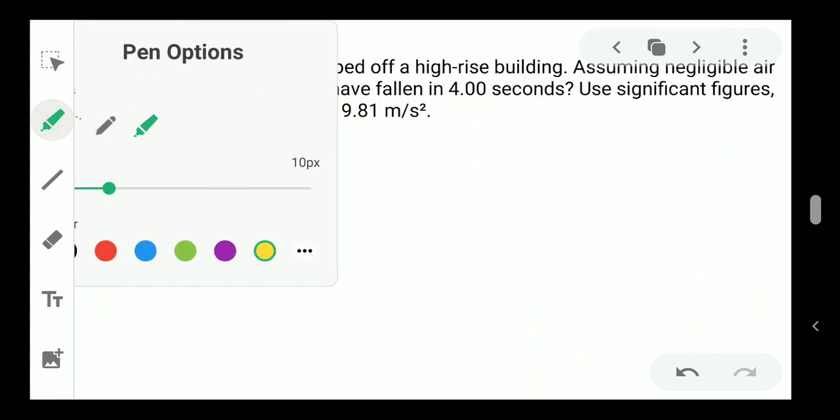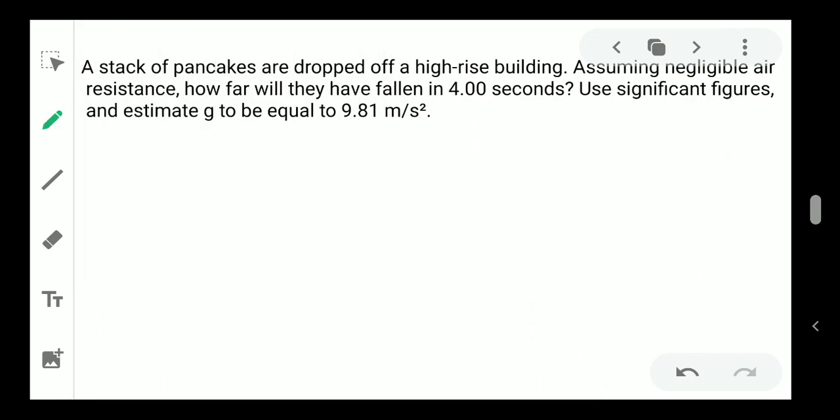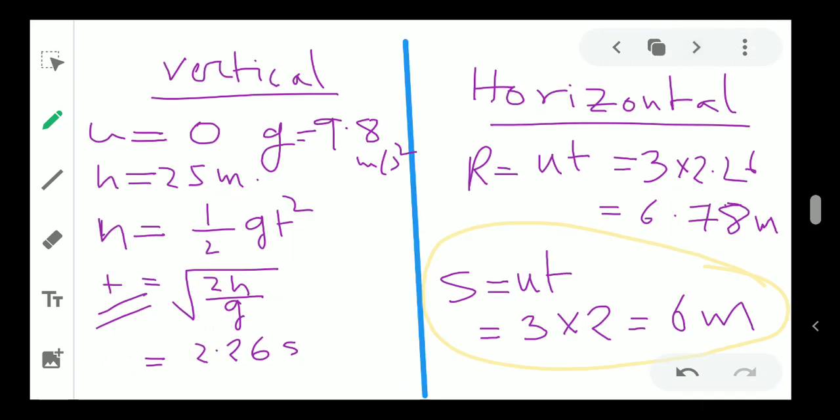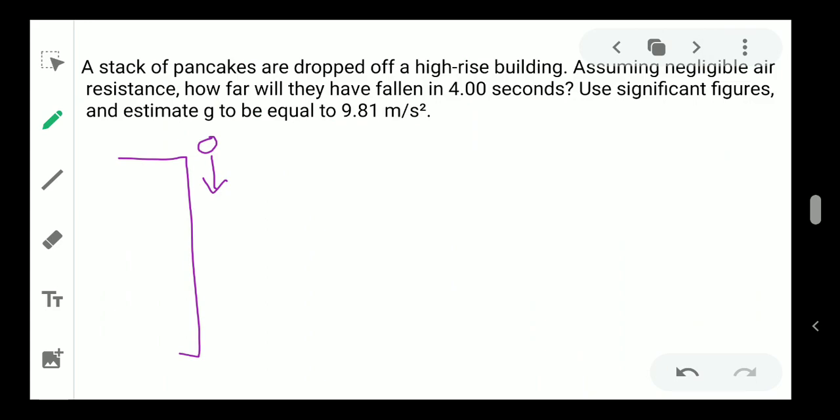Coming to the next one. A stack of pancakes are dropped off a high-rise building. Assuming negligible air resistance, how far will they have fallen in 4 seconds? Use significant figures. Now, in this case, it is not thrown horizontally; it is just dropped. So you have to understand what is happening. Dropping means there is no horizontal velocity; only one motion is there, that is the vertical motion. Like before, we were having two motions, one vertical and one horizontal. Now we are having only the vertical motion.